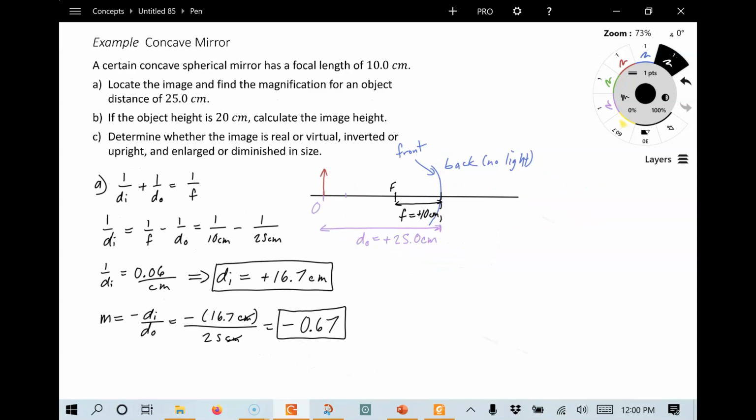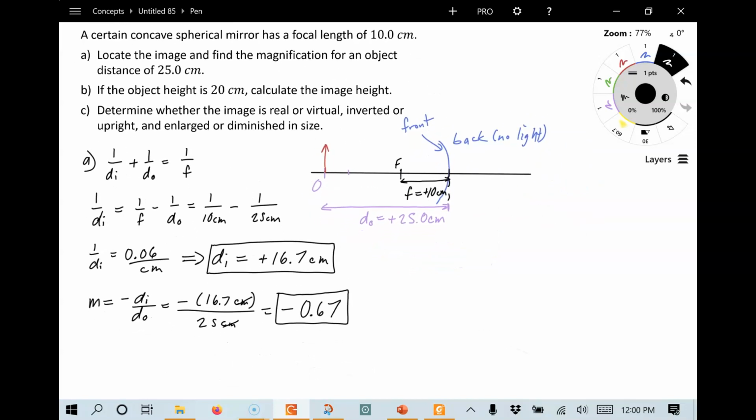Let's look at part B here. So part B, we are asked to determine whether the image is real or virtual, and if the object height is 20 centimeters, calculate the image height. We can use our second definition of the magnification now. So the magnification, it's really just a straight ratio. So the height of the image divided by the height of the object. And so here's our object over here. We know that this height for the object is 20 centimeters.